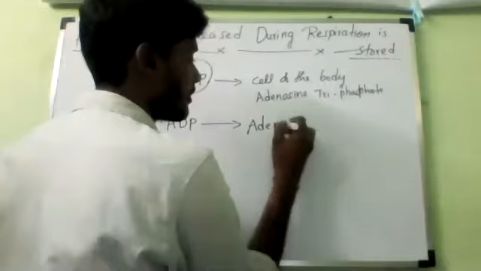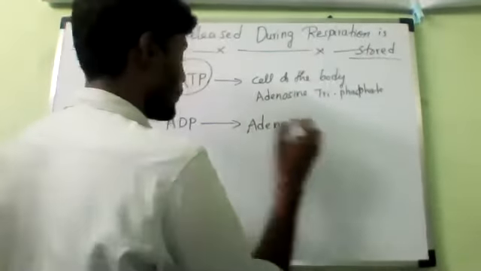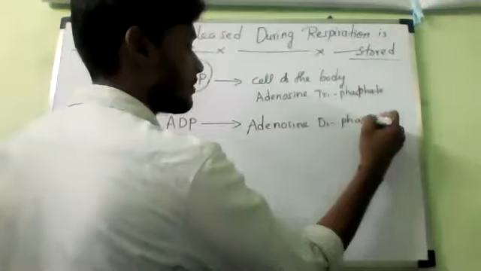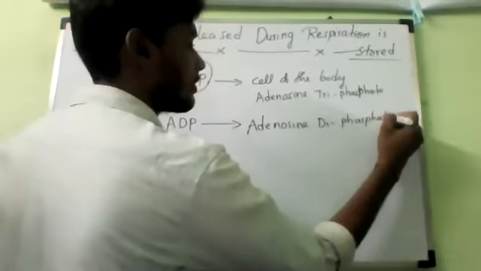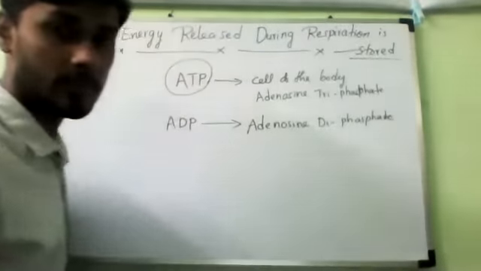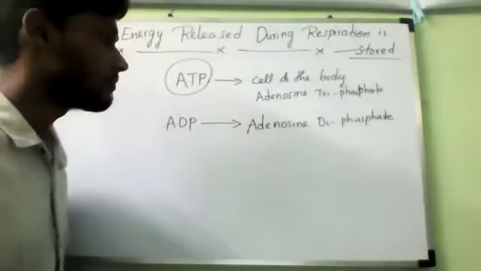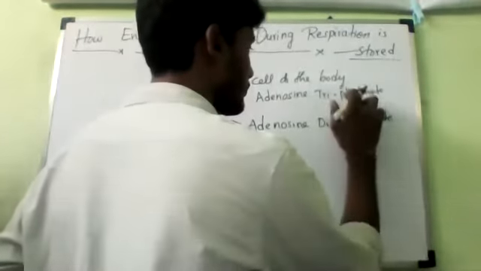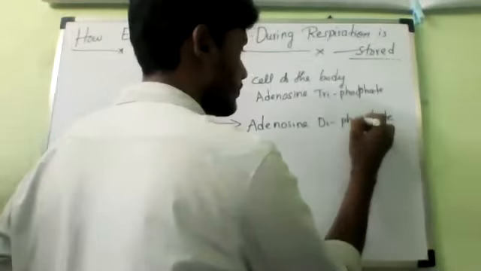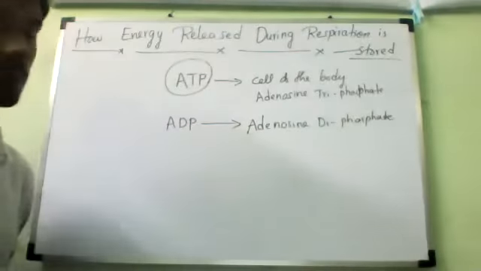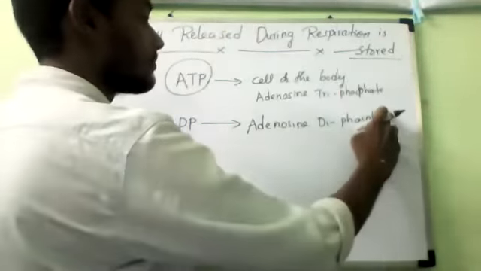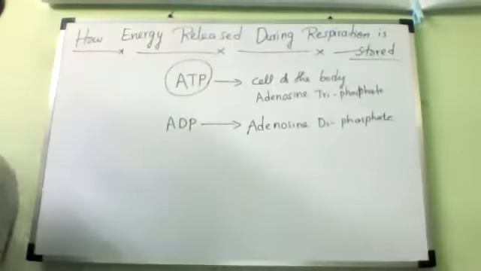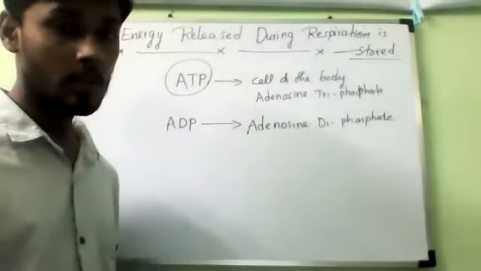All of you write the full forms of these. Adenosine diphosphate. Adenosine triphosphate. Is it okay?